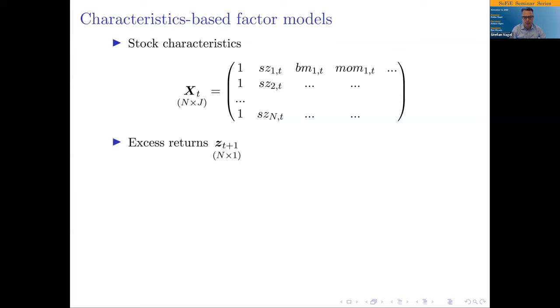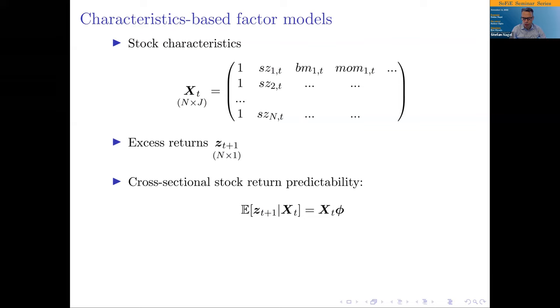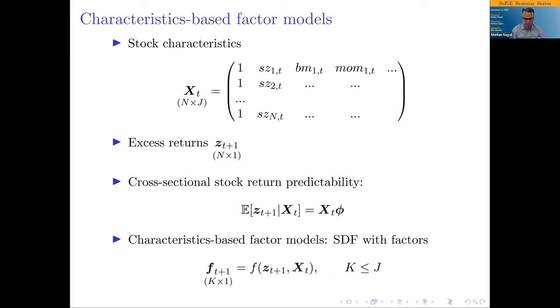And then we're going to talk about cross-sectional stock return predictability, which means something like the conditional expected returns, conditional on these characteristics, have a linear relationship to these characteristics. And I'll say more about this linearity in a few minutes. And then we're going to look at factor models. So what are characteristics-based factor models? These are factors that use the excess returns, combine them with the characteristics, and then construct some factors that one sticks into a candidate SDF. Okay, so this is sort of the setup.